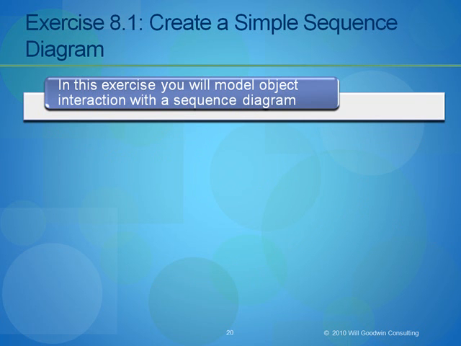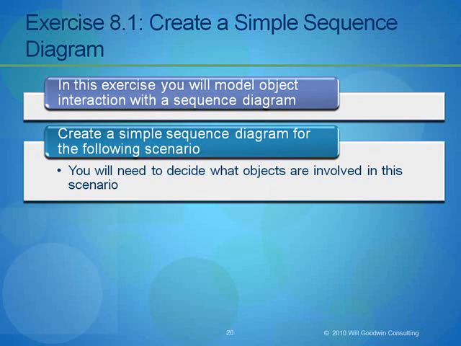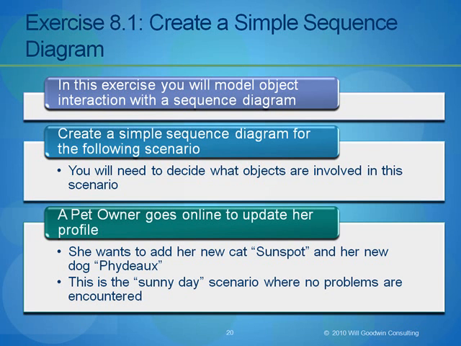So given that information, you're all set to model an object interaction with a sequence diagram. We are going to give you the following scenario. It's up to you to decide what objects are involved and what messages should be sent. So here goes. We have a pet owner who goes online to update her profile. She wants to add her new cat, Sunspot, and her new dog, Fido, to her collection of pets.